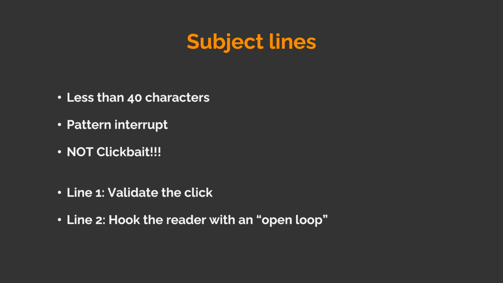The second line of an email is the hook. The hook is there to make the reader want to read the rest of the email. You do this by using an open loop. An open loop is where you make the reader want certain information, but then you don't give it to them immediately. Instead, you give it to them in the main body of the email. Now that you have the subject line, the first line, and the hook out of the way, it's time to write the main body of the email.